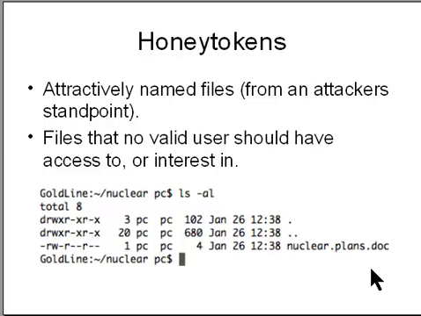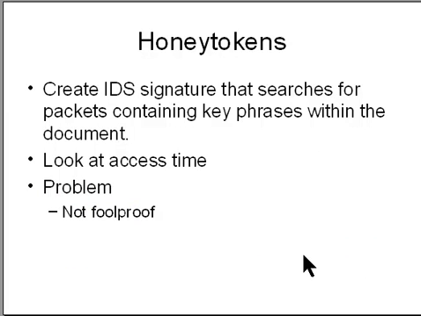This is just a silly little example I put in here: you've got something on a system that says nuclearplans.doc. A couple of ways we can determine whether somebody's accessing that is to create an IDS signature that searches for packets containing the key phrases within the document, so that with egress filtering, that is, packets going from inside the network to outside the network, if that signature is tripped, that indicates that somebody's accessing that document. Or we can look at the access time. Anytime somebody views or copies that document, the access time will be updated. If either of those things occur, and this is a very simple thing to do, that's an indication that somebody's accessing that document.